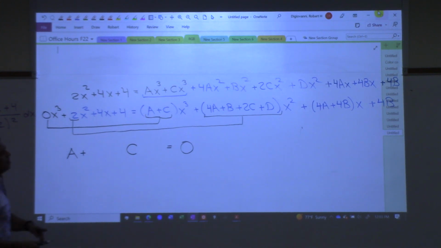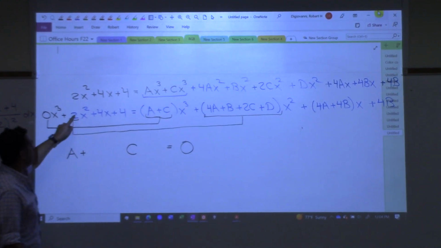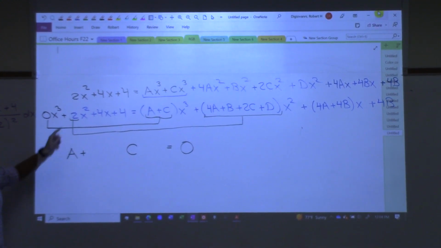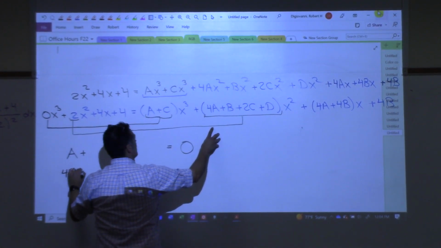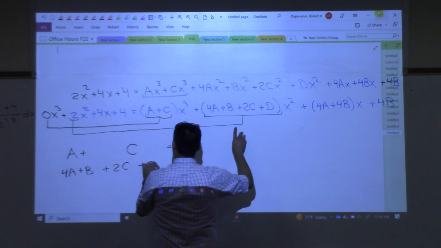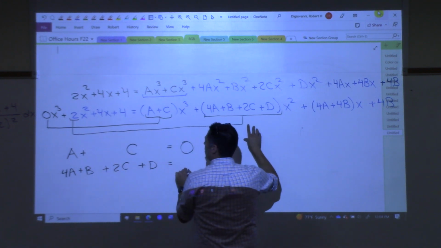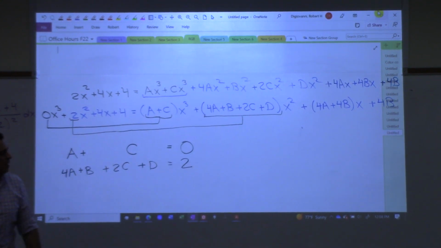Okay, so now I take these, right? This is the stuff in front of x squared, and that has to equal this number, 2. So we get 4a plus b plus 2c plus d must equal what? 2, not 0, right? 2, this number. You with me? Yes? Okay.